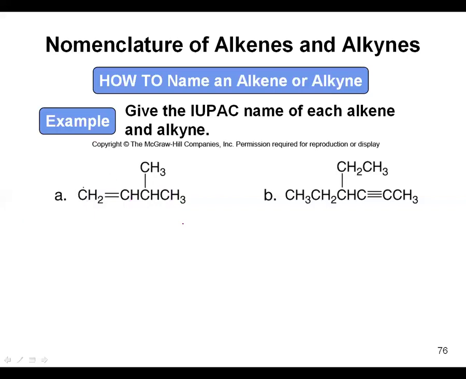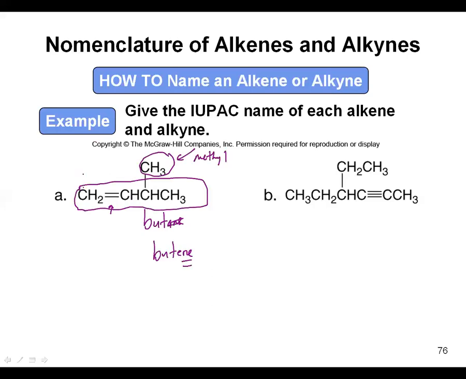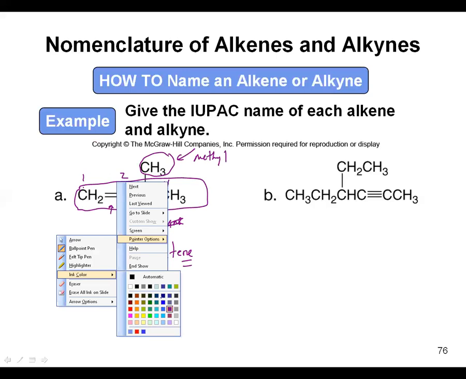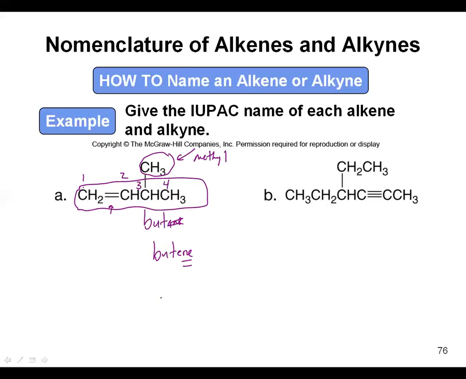It has a double bond, so butane becomes butene, E-N-E, just like alkene. And now we need a number, right? If we go this way, by the way, we still have a group that's attached, which is a methyl group. Now if we go to number, we could go 1, 2, 3, 4. Or if we go the other way, we could go 1, 2, 3, 4.